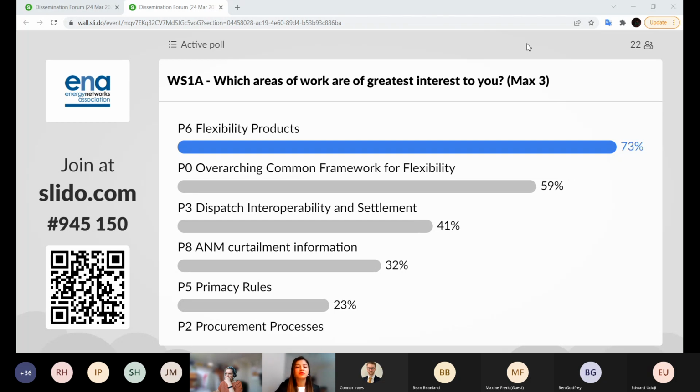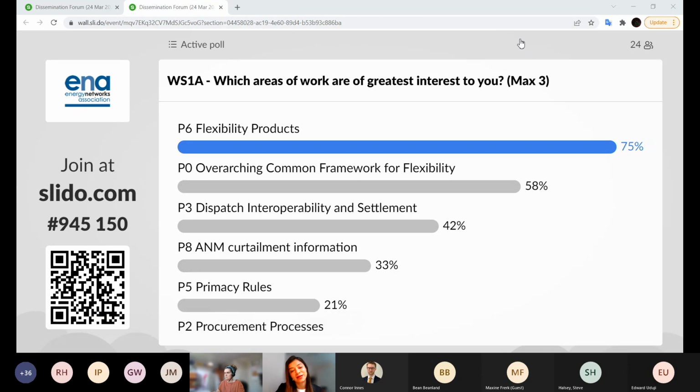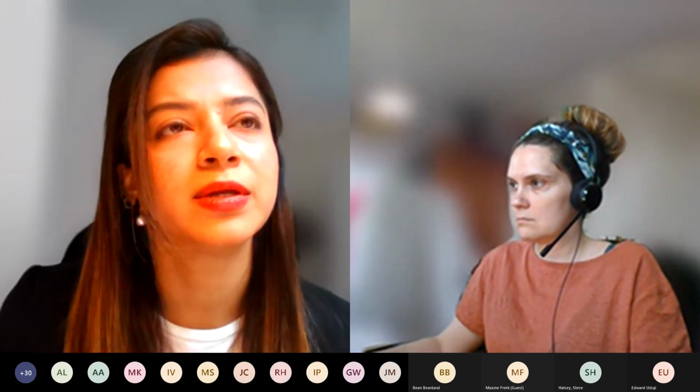We're up to 21 responses. I think people are probably still responding to this, but clearly there's a strong interest in our work on flexibility products and also the overarching common framework for flexibility. So we'll leave this poll open for the next agenda item until we come to the next question. But with that, we'll move on to the next item.